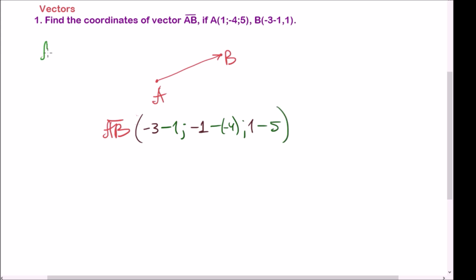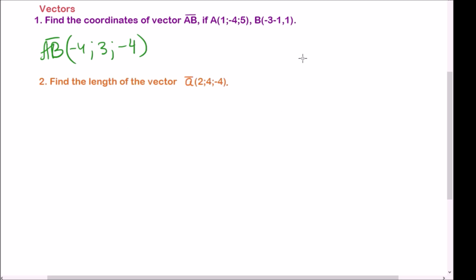So we'll have vector AB with the coordinates -3, -1 is -4, it is the first coordinate, -1 plus 4, it is 3, 1 minus 5, -4. It's our answer for the first example.